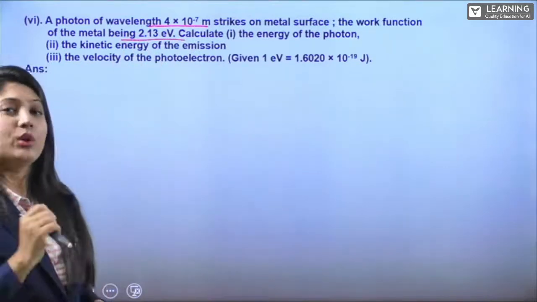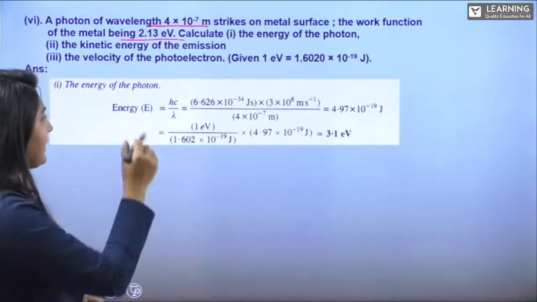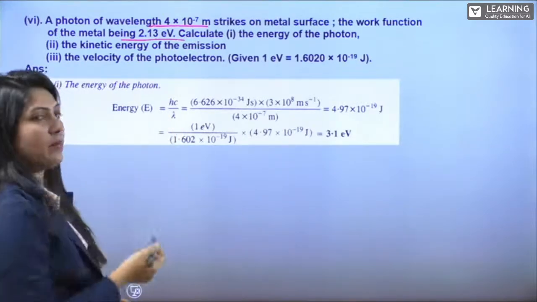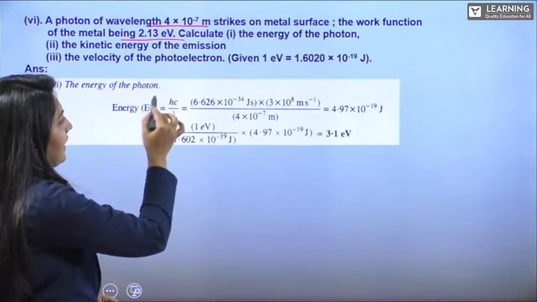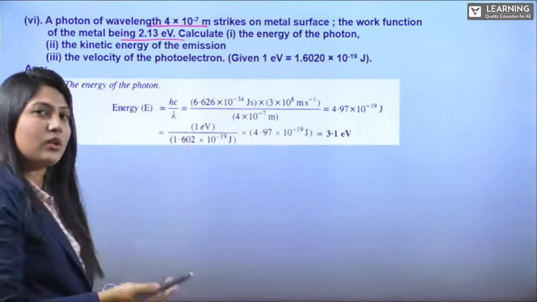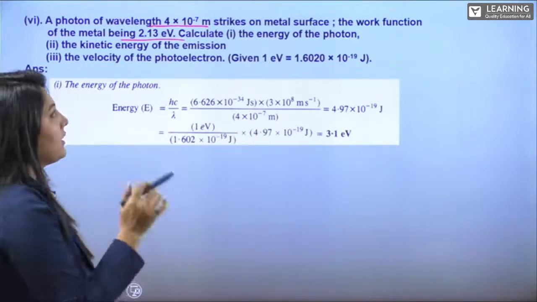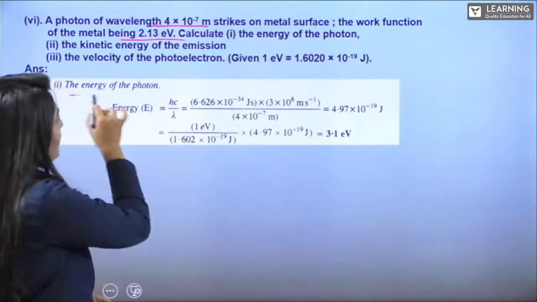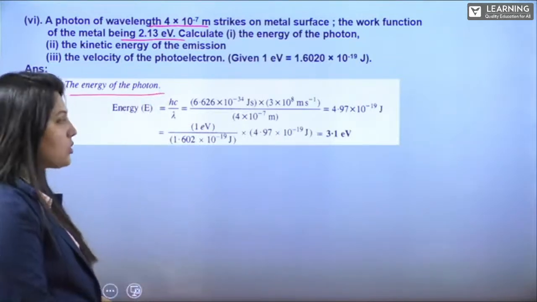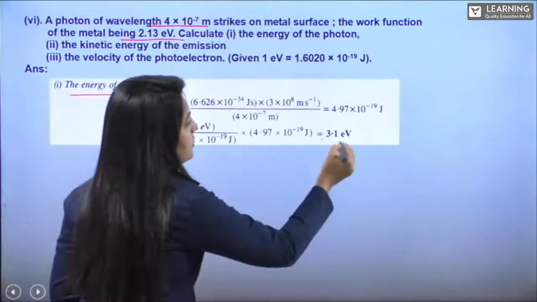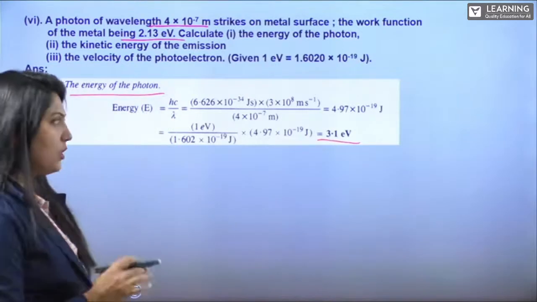By using the wavelength, we can use E = hc/λ, because we know lambda here. So you can substitute λ. h is a constant, c is a constant. So you can substitute and get the energy of one photon, the energy of the photons which is being used. You will get around 3.1 eV, electron volts.